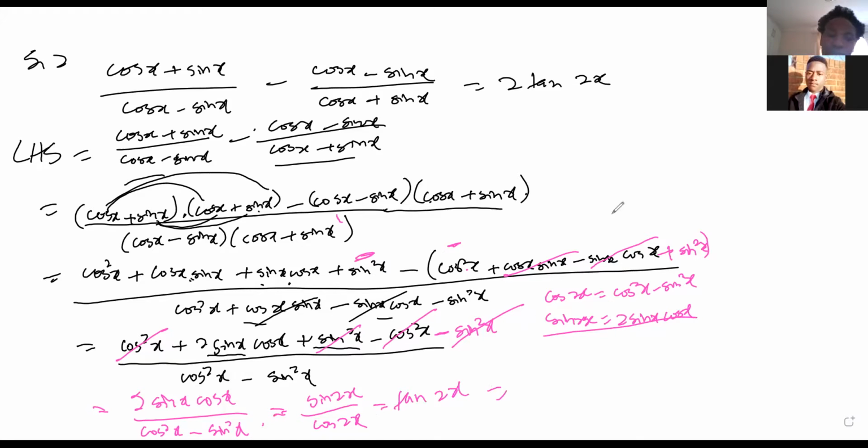And there's a 2 here, see? So 2 tan 2x. This is the right-hand side. Okay, so we have proven that. So that is that. If anyone has a question, please do so.